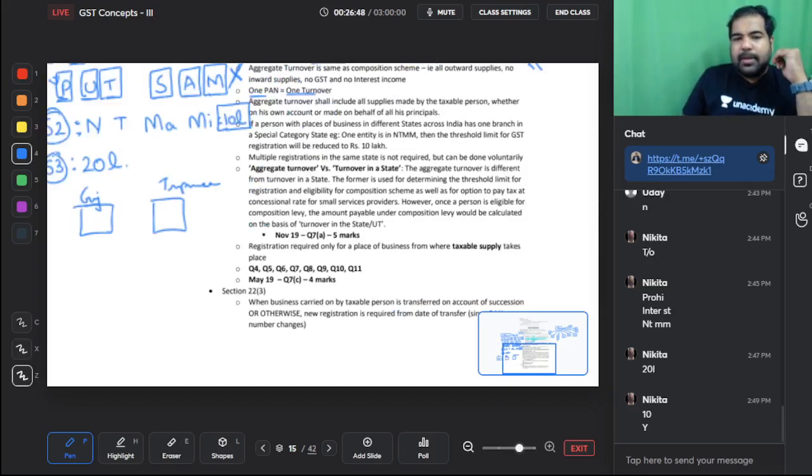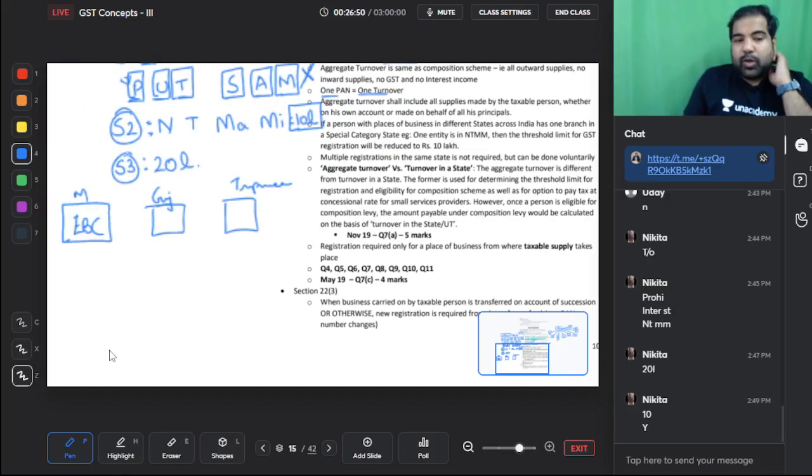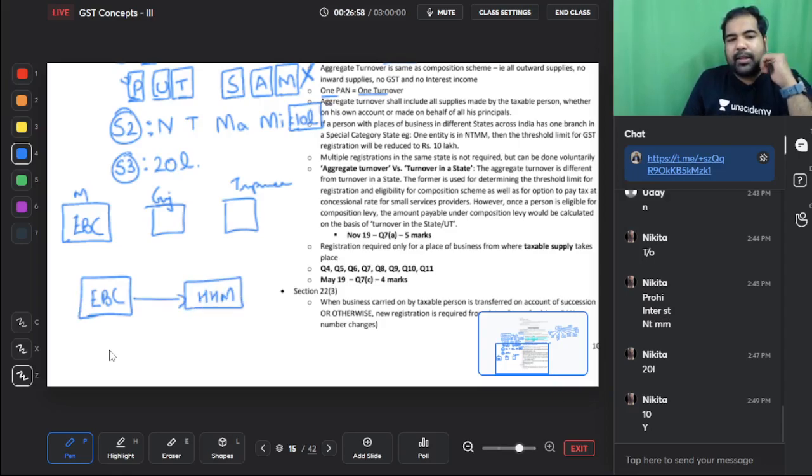Alright. Guys, here in case your registration gets transferred, so if the electric bike company gets sold to Hero Honda Motors, then in that case Hero Honda Motors will have to take a registration. They cannot continue with the same registration. They will have to take their own registration unless they already have one. And this will be from the date of transfer. And in case of amalgamation, etc., on the date of incorporation.